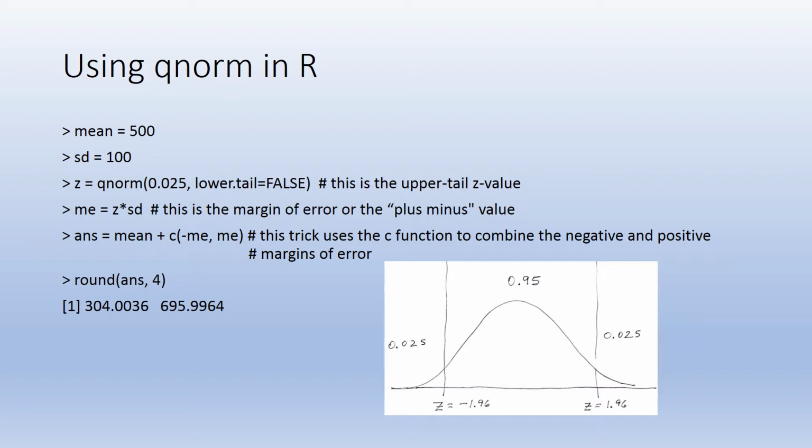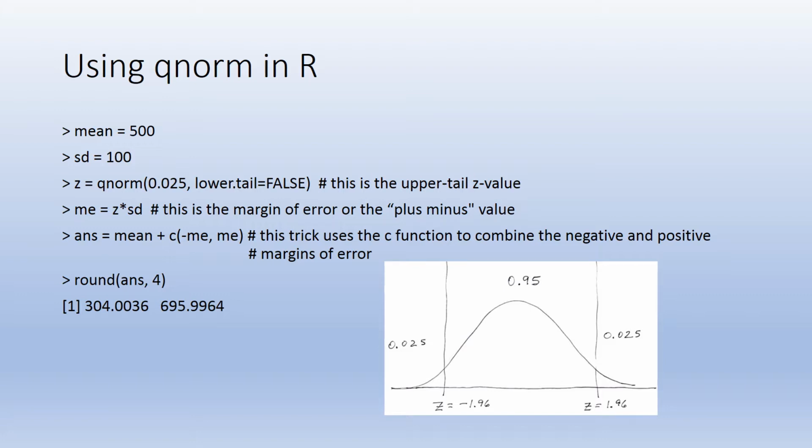In lines 1 and 2, I've saved the population mean in an object named mean, and the population standard deviation in an object named SD. In the third line of code, I find the z-value that puts 2.5% of the area in the upper tail, and I saved it in an object named z. In the fourth line of code, I found a value, the z-value times the population standard deviation. I will subtract this value from the population mean and add this value to the population mean.